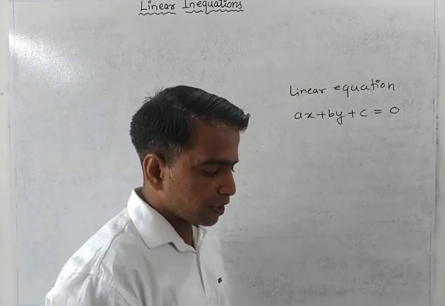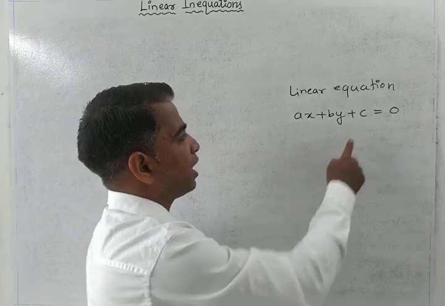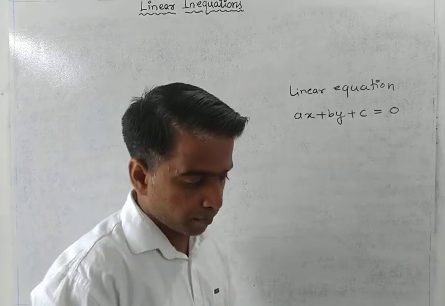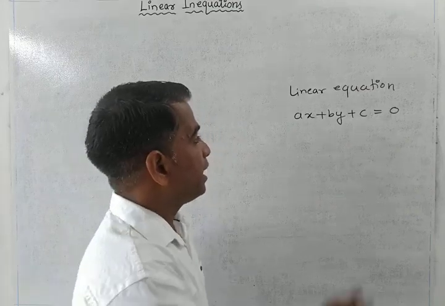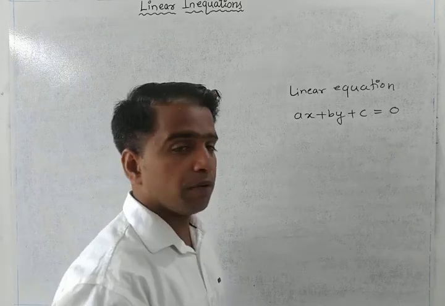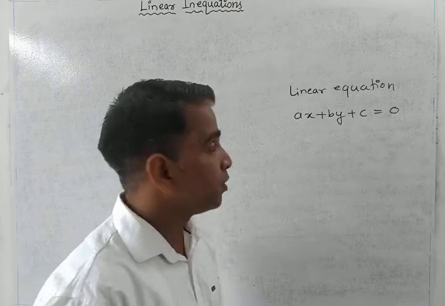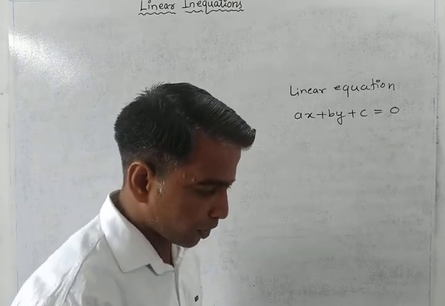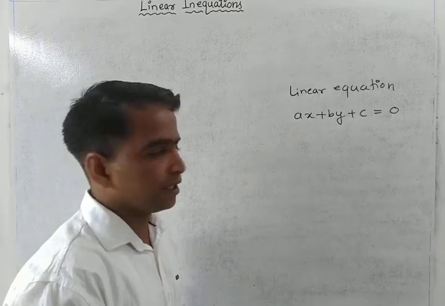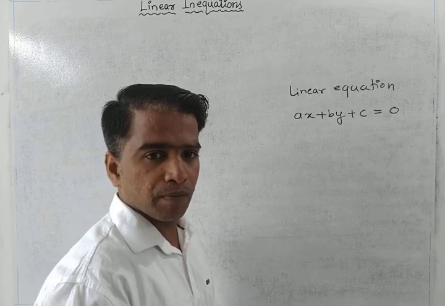Here a, b, c are any constants and x and y are variables. And a and b are not both 0. Any one of the values can be 0, but not both simultaneously. So this equation represents the equation of a straight line. Everyone knows this thing.